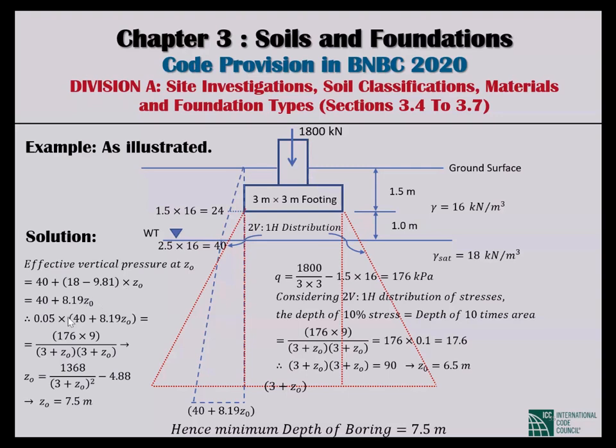And 5% of this is this much. This should be equal to how much? The stresses coming over there. How much stress is coming is the same. 176 into 9 divided by this. So the equation would be ultimately like this. So this should be a trial and error method. If you use this one, you'll be getting a depth of 7.5 meter. Could you get my point? You just look into the notes, you will get it. So you can go for 7.5 meter of this.